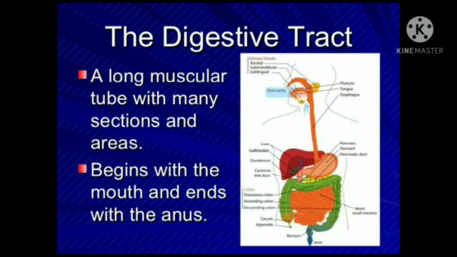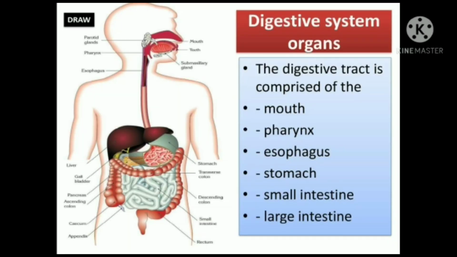The digestive tract, that is the alimentary canal, is a long muscular tube with many sections and areas. It begins with the mouth and ends with the anus, so it is also a complete structure. Its length is about 8 to 10 meters. It is a highly coiled tube-like structure. It comprises 8 parts: mouth, buccal cavity, pharynx, esophagus, stomach, small intestine, large intestine and anus.